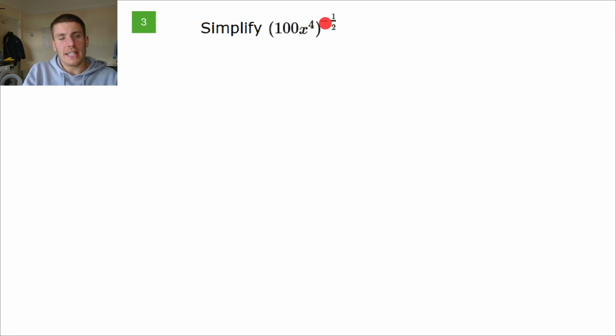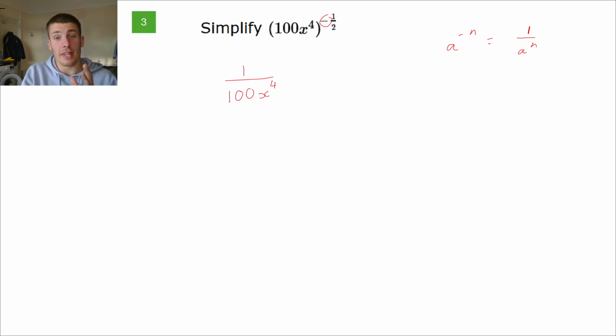Right, straight away, if you see a negative power, you've got to be thinking of your negative power law, which is if you've got a base number to a negative power, you go reciprocal: 1 over your number to that power. So we can see here we've got a negative power. So straight away, I'm thinking 1 over my number, in this case 100, x to the power of 4, and the power that I'm raising it to is to the power of 1 over 2.